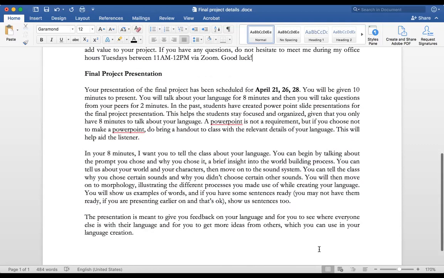So this is what I want you to do in the 8 minutes. I want you to tell the class about your language. So again, begin by talking about the prompt, why you chose it, a brief insight into the world building process. The world building process is what we mean by create your character sketch, create your storyline, create the world, right? The planet, or College Hill, Wichita, wherever you're basing the story on. What is the sound system? Why did you choose certain sounds, and why didn't you choose certain sounds? So let me give you an insight on what that will look like.